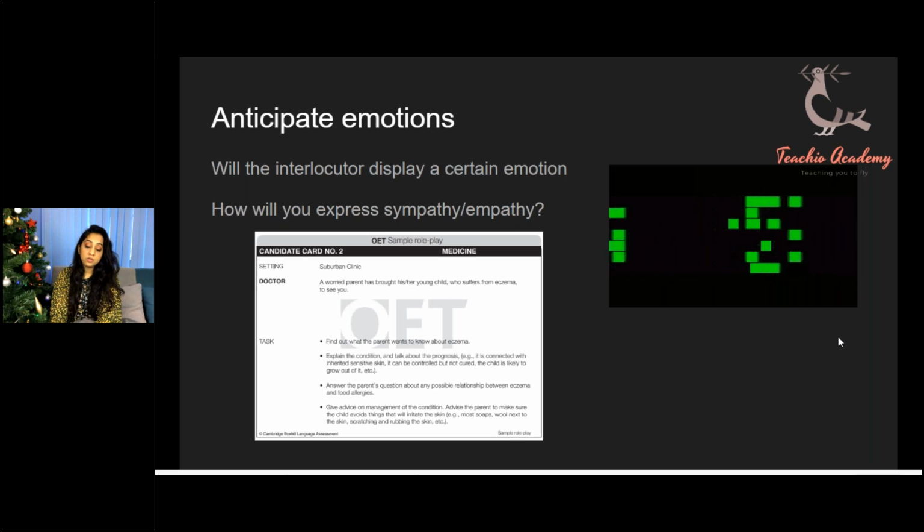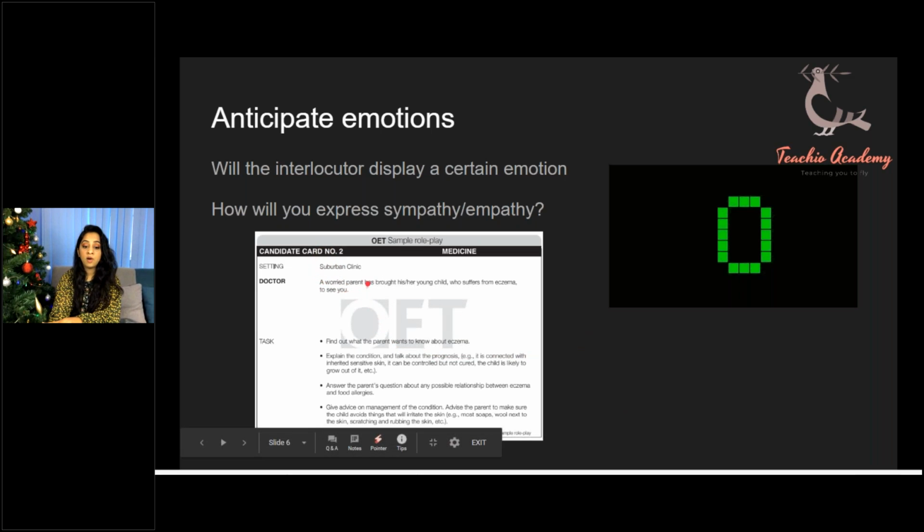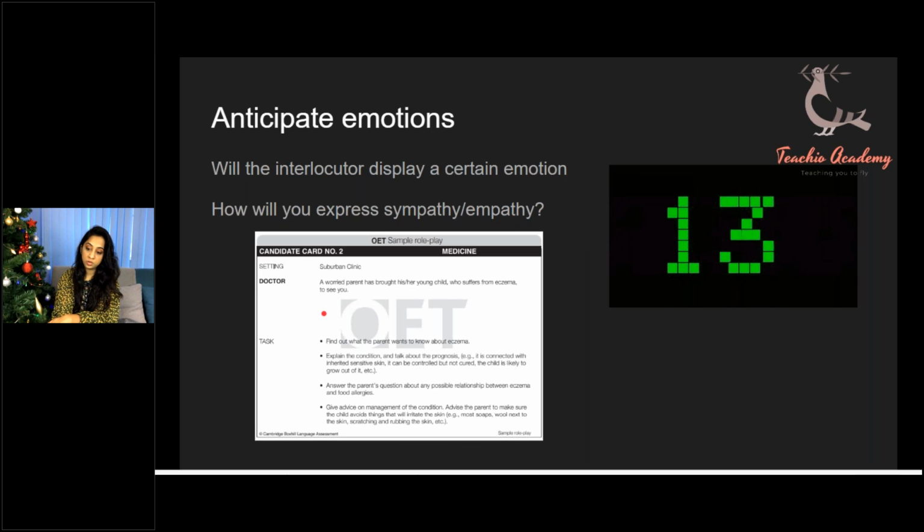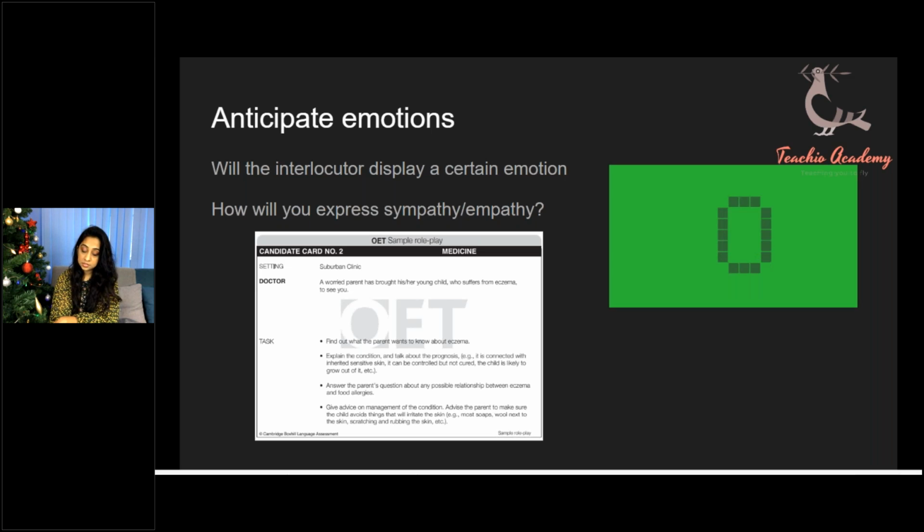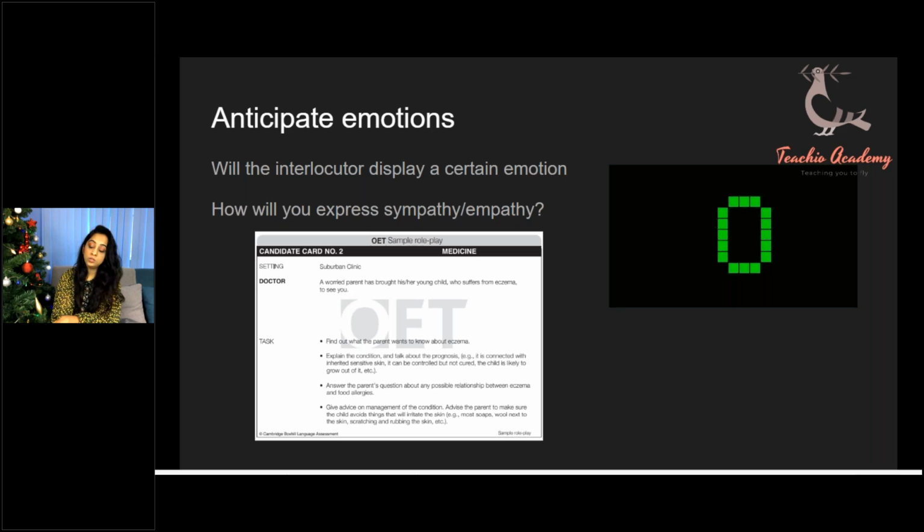Excellent. People have started giving answers which include anxious, he might be worried or tense. Excellent. So even in the scenario, you can see that it says a worried parent has brought his or her young child. So the OET is giving you a clue that the emotion that you anticipate is going to be worry. So can someone tell me what would be a good sentence by which you would try and express sympathy and empathy for this worried parent?